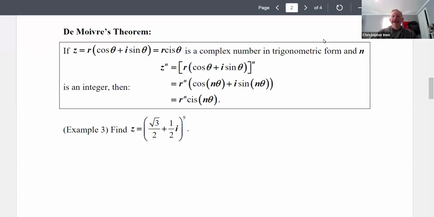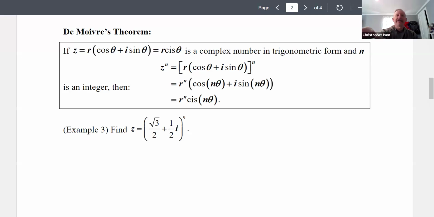Hi. Now we're going to look at de Moivre's theorem. And de Moivre's theorem is just going to be an iteration of that multiplication theorem. So this is what de Moivre's theorem says. If I can write a complex number in trig form, then if I take a power of that number, all I do is take the modulus and raise it to the power, and then take the argument, the angle, and multiply it by that power.